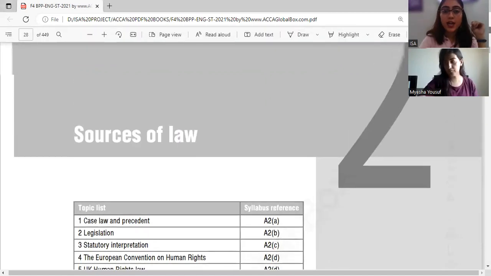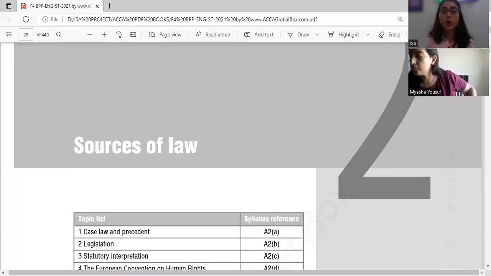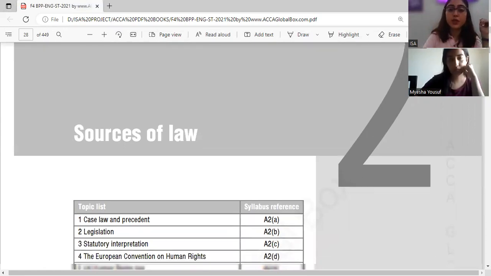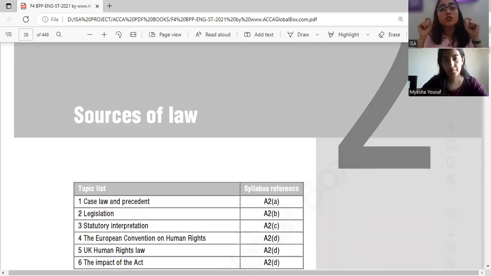So chapter 2, we have sources of law. We have done till now what is law, why law, and what is the structure of UK law. So today, we are going to study what are the sources of law. That means what is the root of law? From where does this law come from? Where does this arise from? If anybody gets stuck in some law, either creating it or in implementing it, then where should he look to?